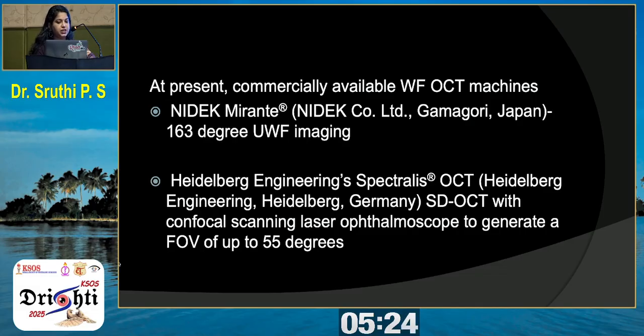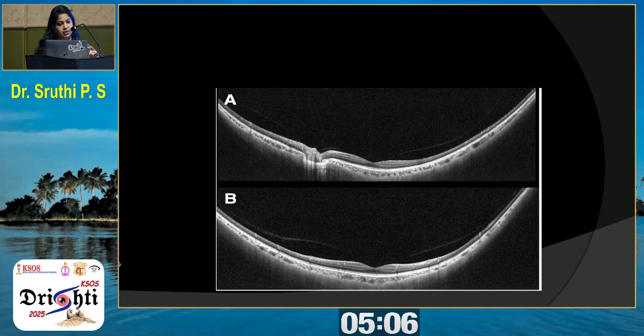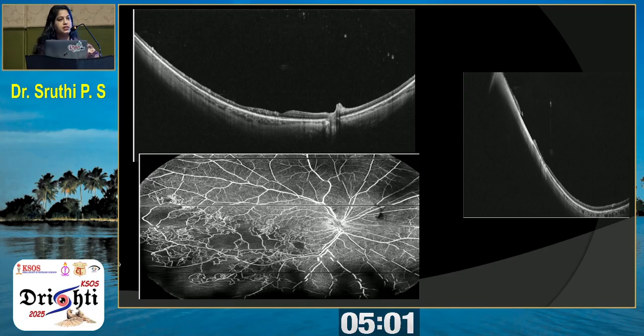Then the Heidelberg machine, which is an SD-OCT, can generate up to 55 degrees. When combined with Staurenghi lenses, it can get up to 150 degrees. Then the Optos machine, which is an SS-OCT machine, can get up to 200 degrees of field within less than 0.5 second. So this is a wide field OCT image. This basically helps to assess the peripheral retinal changes.